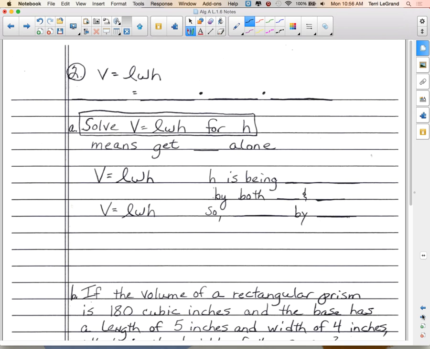Number 2, V equals LWH. Does that look familiar to anybody? What is that? Volume. And what is length times width times height? Volume equals, and when we have volume, area, those kinds of things, typically we capitalize, so that's really a capital V. And you just told me that the L is length, the width is W, and the height is H.